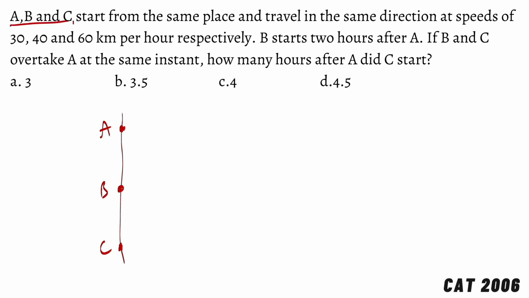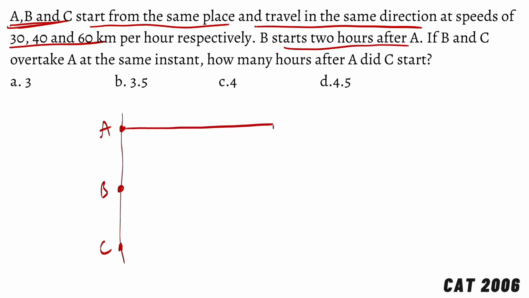See, all three, A, B and C, start from the same place and travel in the same direction. So A, B and C are starting at the same place and their speeds are 30, 40 and 60 km per hour respectively. A started now, B starts 2 hours after A. So A started and traveled for 2 hours. In 2 hours, how much distance did A cover?